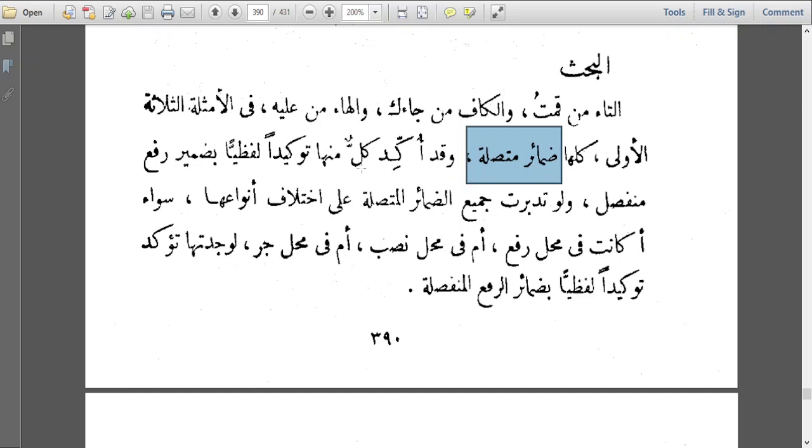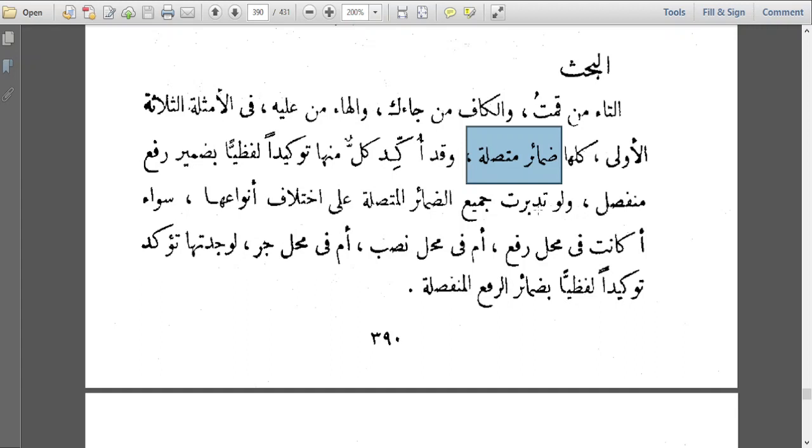He says وقد أكد كل منها توكيدا لفظيا بضمير رفع منفصل. He says each of them has been emphasized with a توكيد لفظي by using a ضمير رفع منفصل. They've been emphasized by a توكيد لفظي, by a ضمير رفع المنفصل.